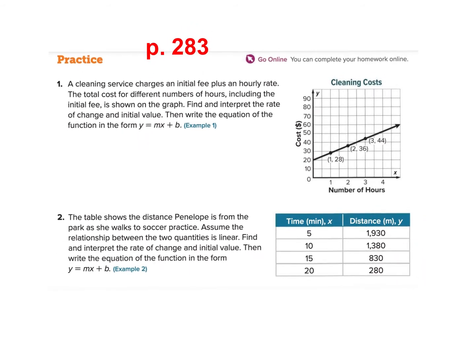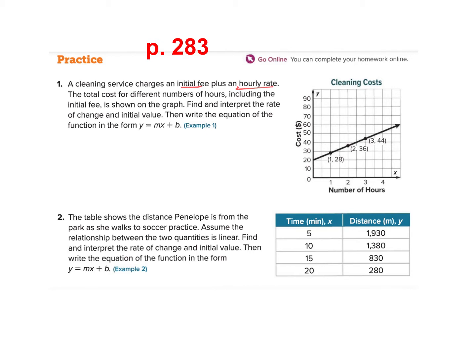So here is our problem, and we did not get to one like this yesterday. So if you can find number one, we're going to do this graph first. It says a cleaning service charges an initial fee. Okay, so they charge a fee and then an hourly rate. The total cost for different number of hours, including the fee, is shown on the graph. I want to know, can we find and interpret the rate of change and the initial value?